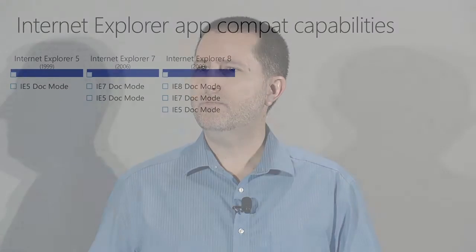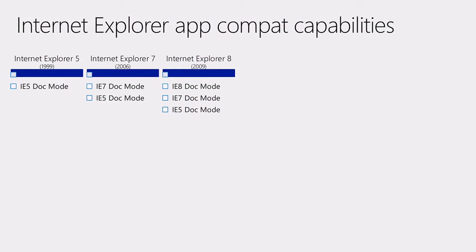Now in IE8, we included IE5 doc mode, IE7 doc mode, IE8 doc mode. If you look at the timeline here, this really explains it. When we came out with IE5, it was 1999. IE8 came out in 2009. There were a lot of line of business applications written in that 10-year period. And many of these line of business applications are still in use today.